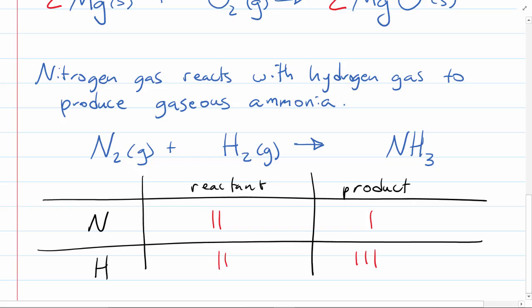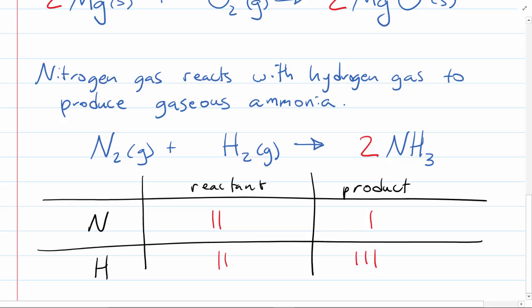Then the whole idea is to make the number of marks of each element the same on each side. Last time I started with hydrogen. Since these are equally difficult, we could start with nitrogen. If I see 2 nitrogens over here, and on this side only 1, what number could I put in front of this to make the number of nitrogens equal? 2. So I'd come in here and put a 2 in.